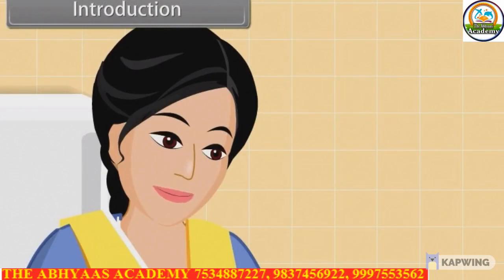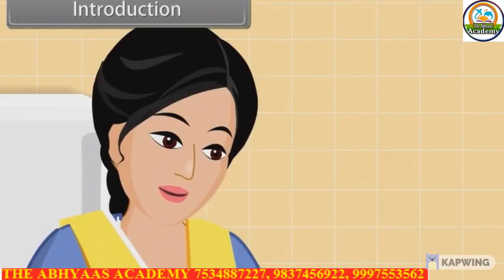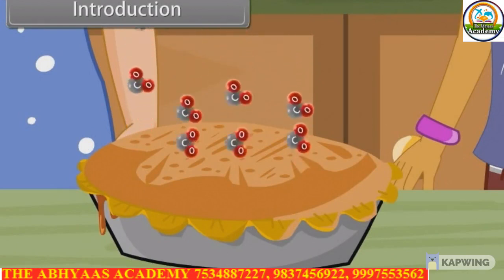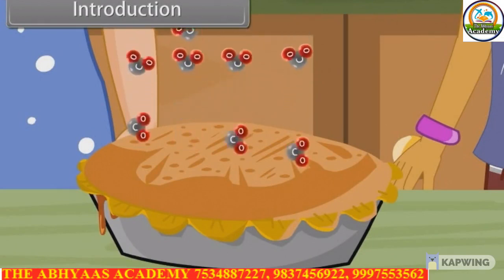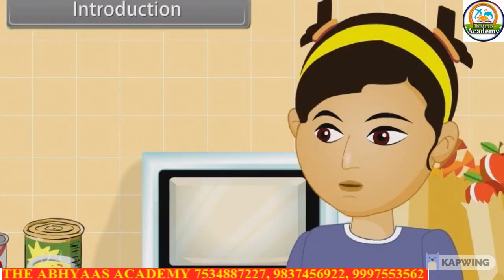Okay, I'll tell you. You know we add baking soda in the mixture? Yeah, then? When baking soda is heated, it produces carbon dioxide gas. The bubbles in cake are due to escape of carbon dioxide gas. It makes the cake light and fluffy. Okay, Mom, I got the answer of my question.